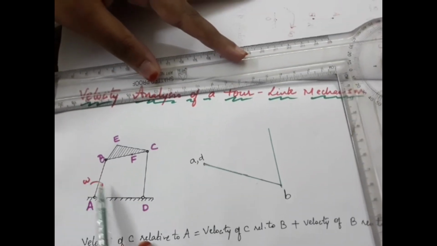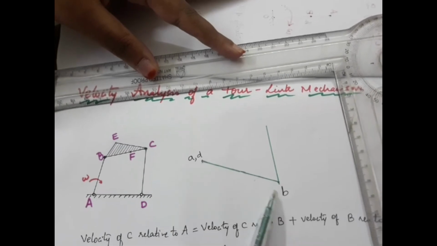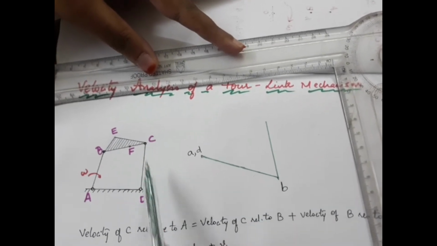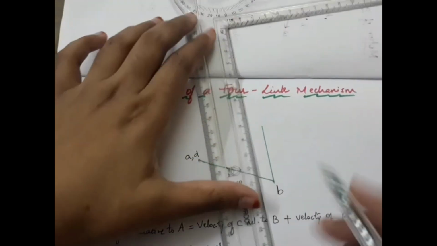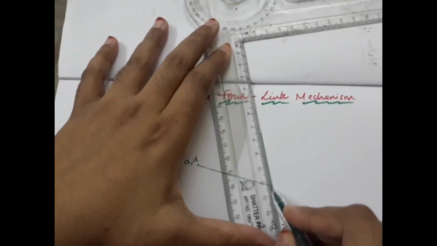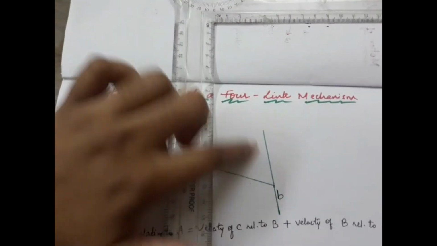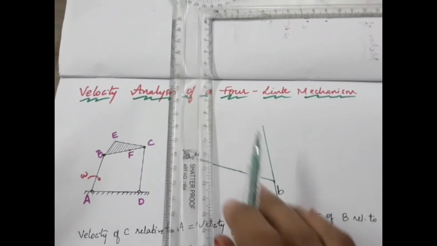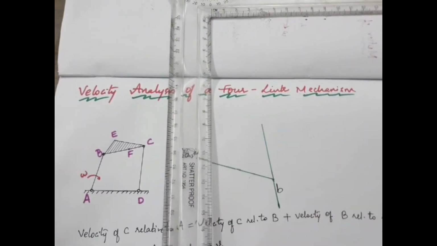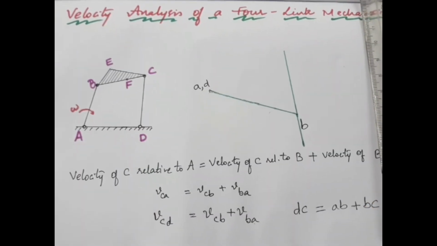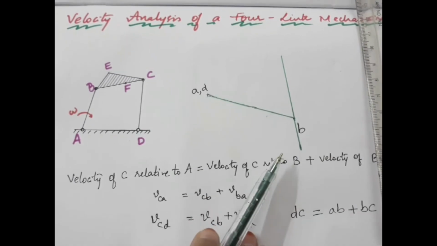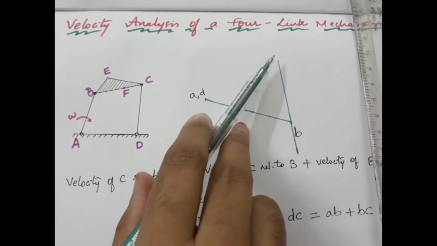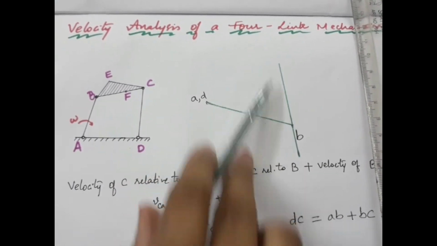Since we had omega of the AB link, we exactly know the length of this vector, but we do not know the other velocities. We just know the direction, and along the direction we have simply drawn a line. We do not know what length it will be, and we also do not know whether the C point will be this side or that side. So a convenient length we have drawn on either side of B.